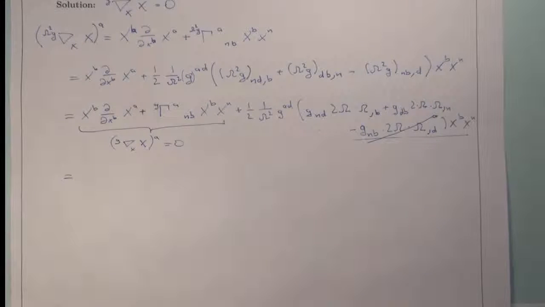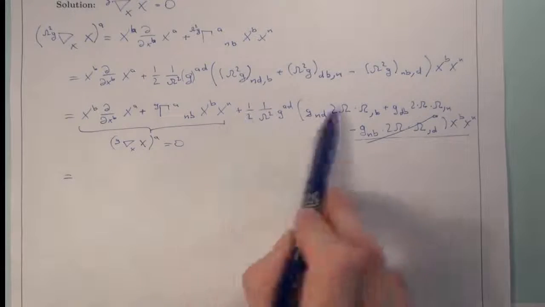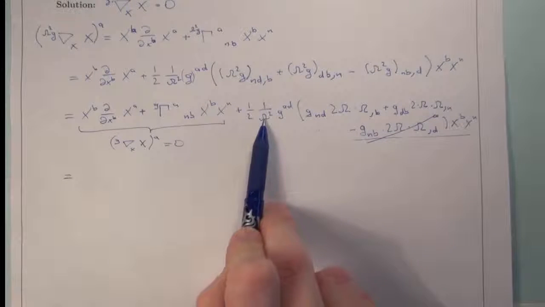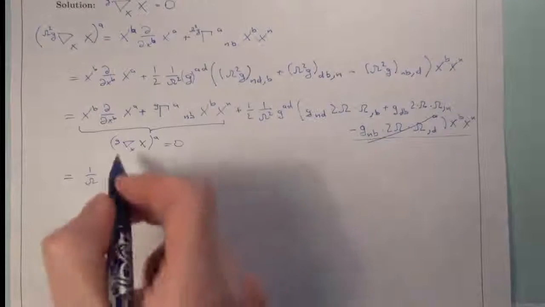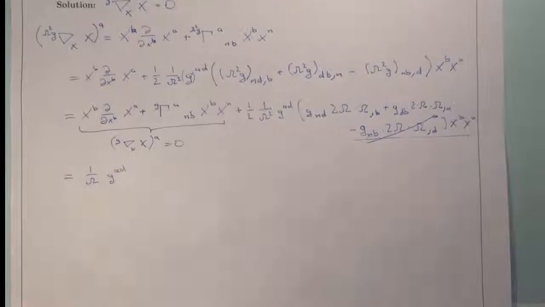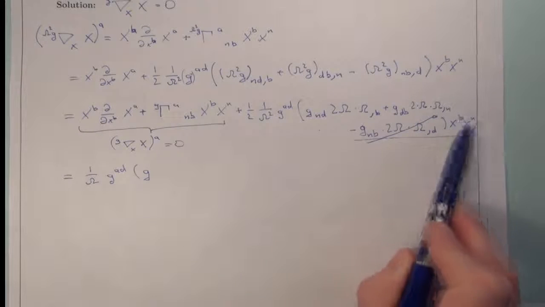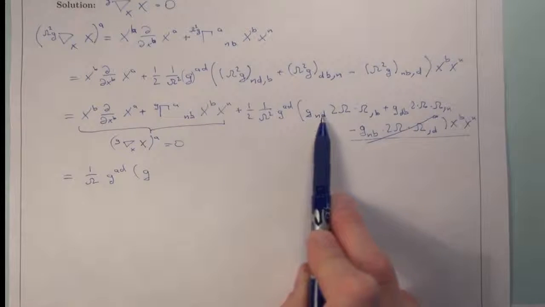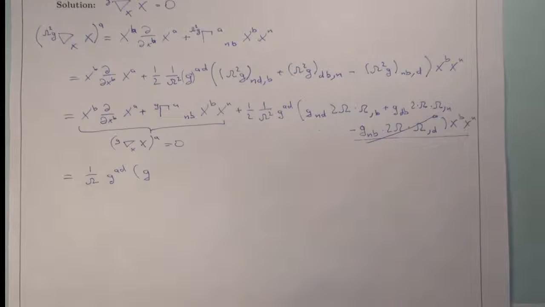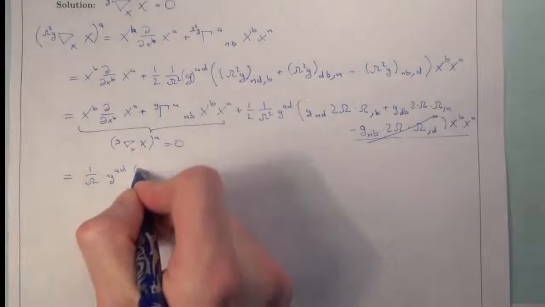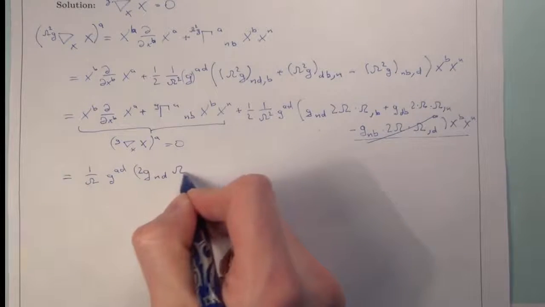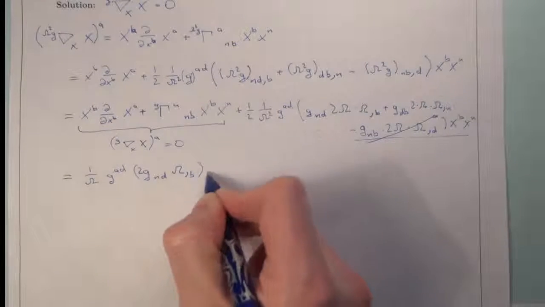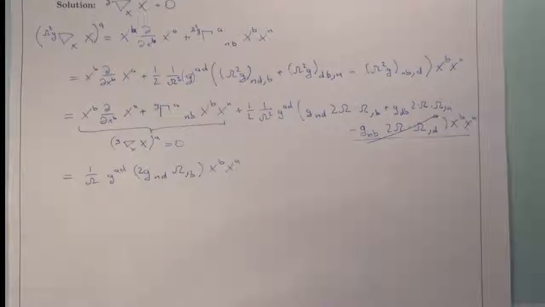So what remains, we do some reordering. This 2 cancels this 2. Here one of the square goes. And what remains is 1 over omega g AD. In there it is g. And now we see that because of the sum here and the symmetry of the metric, we can write this also as 2 times g ND omega comma B. Now we have XB XN. That should be correct.